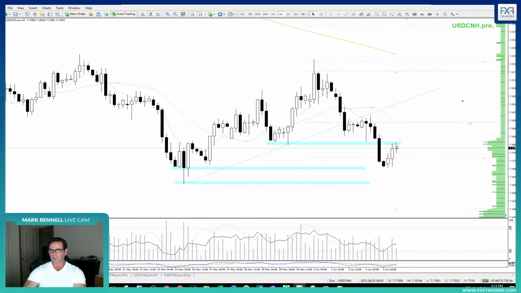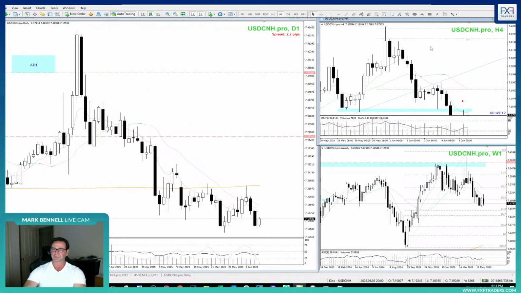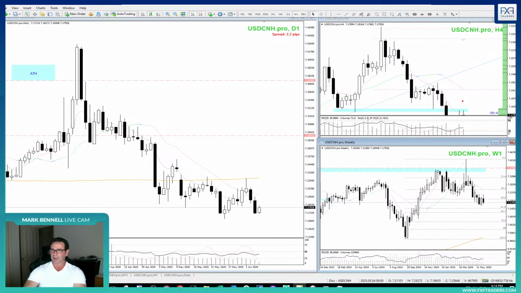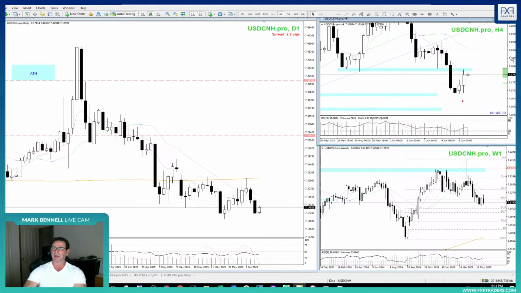This is still kind of okay. So look for another setup if you like that one. Certainly got weight on it from the weekly that we spoke about.